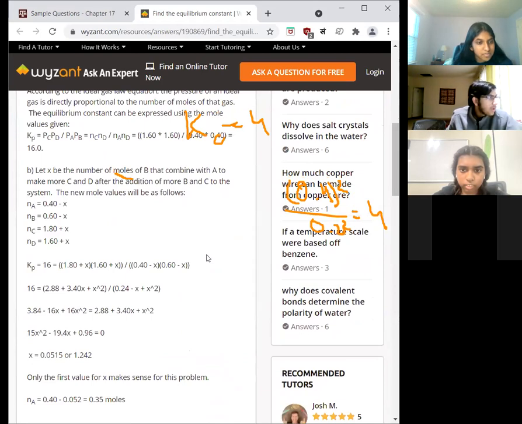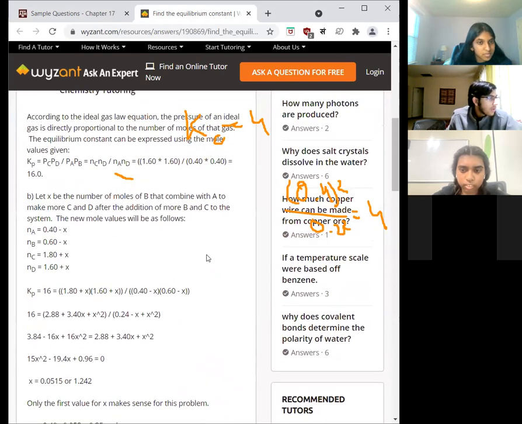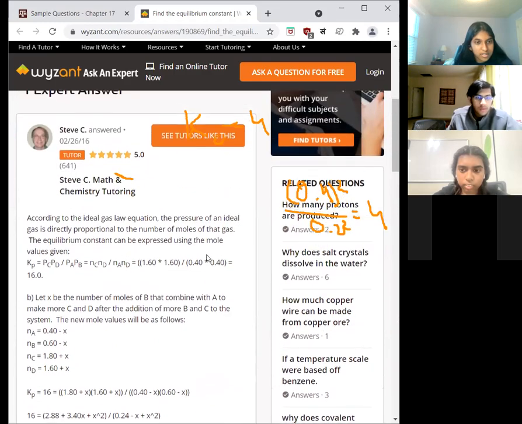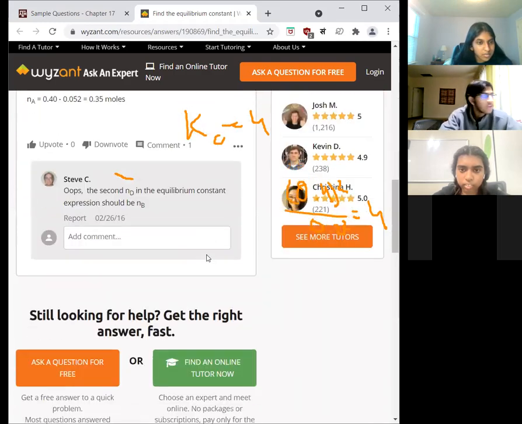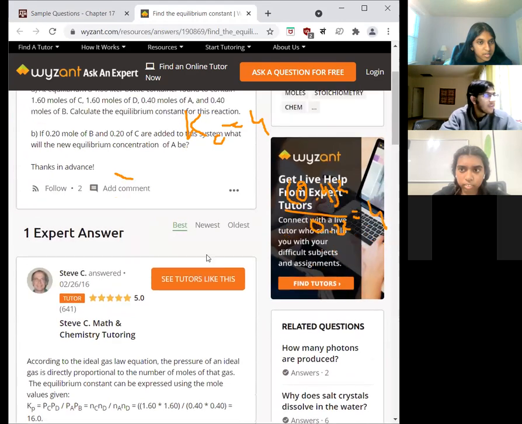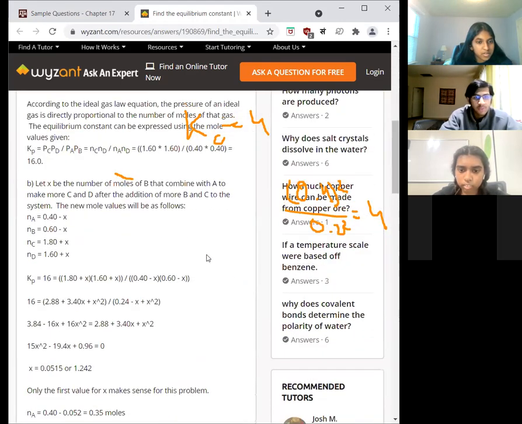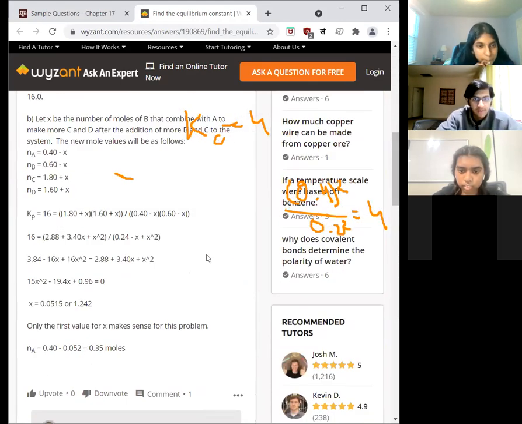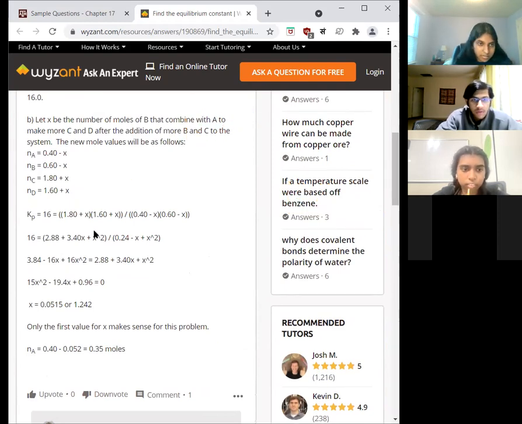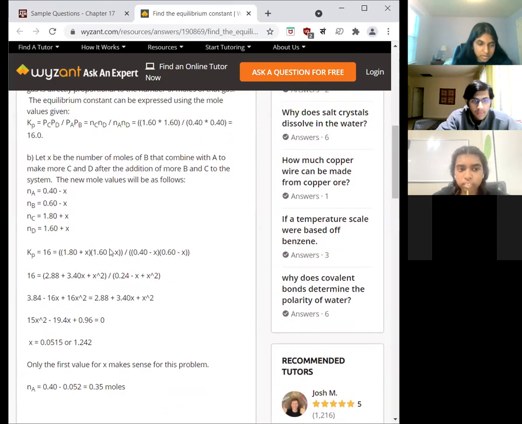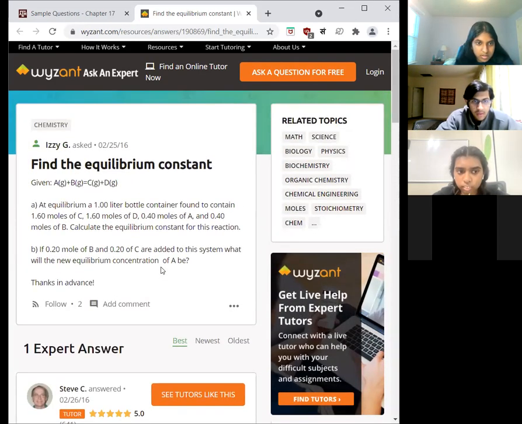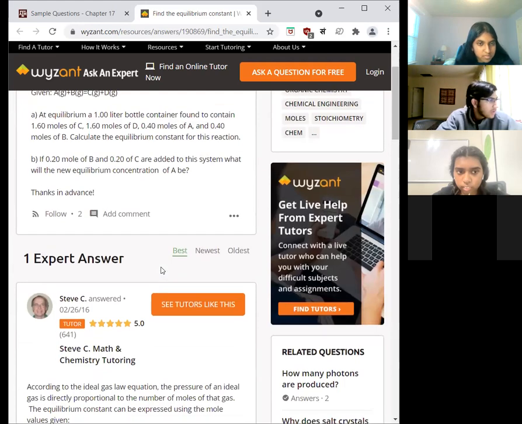Now, the values are different, I think. Yeah, they're different. So we can just look at the method, not the values. Let me get rid of my working here. It's basically what we said then, right? Plus x, minus x, minus x.